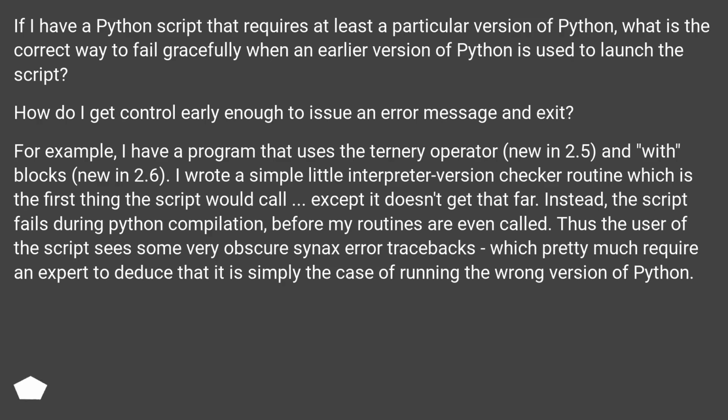For example, I have a program that uses the ternary operator, new in 2.5, and with blocks, new in 2.6. I wrote a simple little interpreter version checker routine which is the first thing the script would call, except it doesn't get that far. Instead, the script fails during Python compilation, before my routines are even called. Thus the user of the script sees some very obscure syntax error tracebacks, which pretty much require an expert to deduce that it is simply the case of running the wrong version of Python.